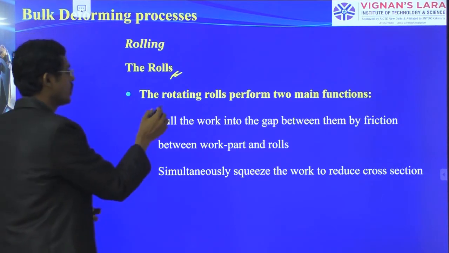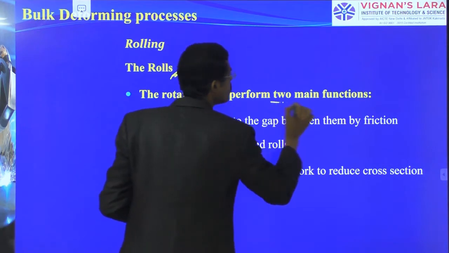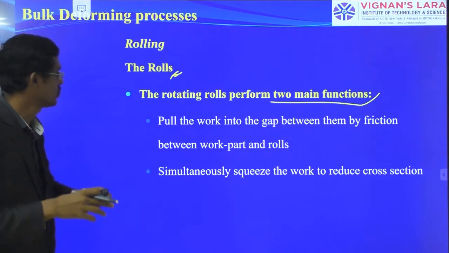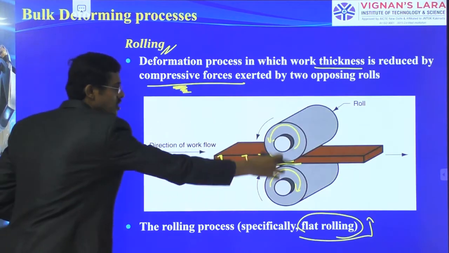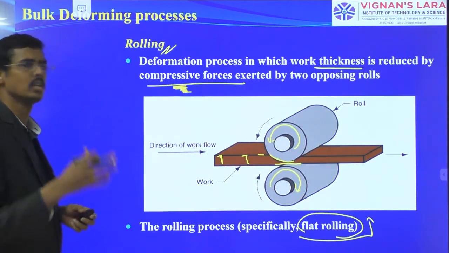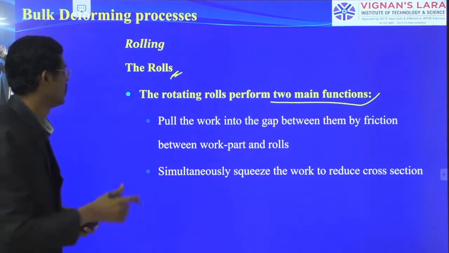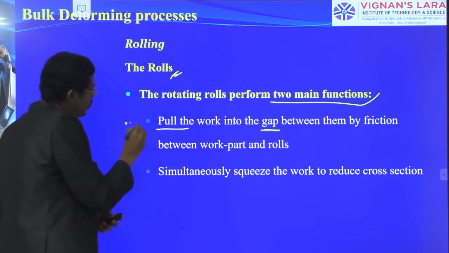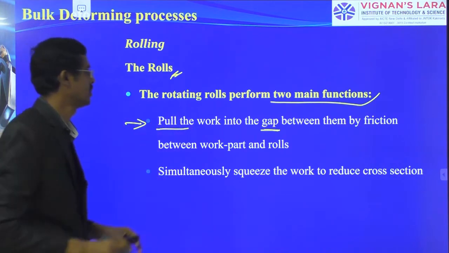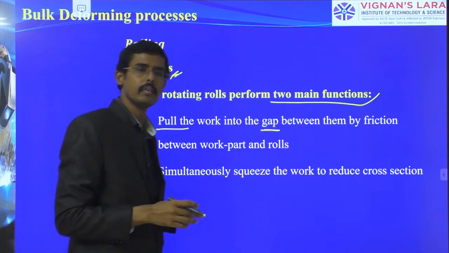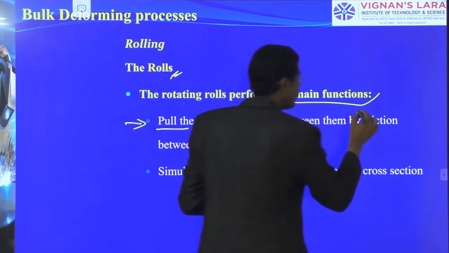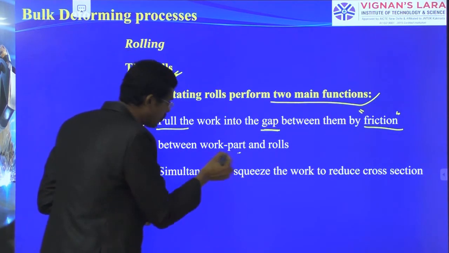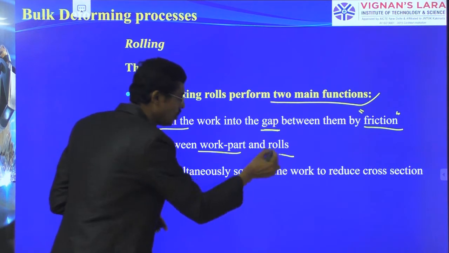You see, the rotation of the rolls performs two main functions. The rollers are going to rotate, and mainly they compress. They pull the workpiece into the gap between them by the friction between the workpiece and the rolls.